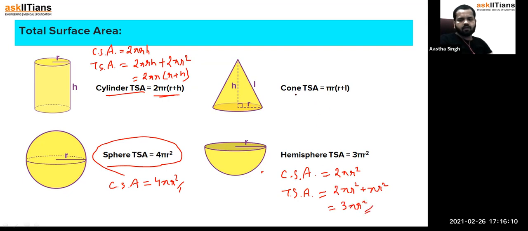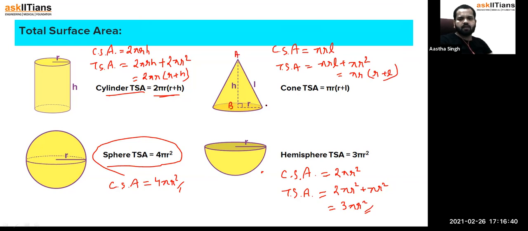Now the curved surface area and total surface area of the cone, right? You know the CSA of cone. CSA of cone is your pi r l, and your TSA will be equal to pi r l plus pi r square of your base, because top is nothing. So pi r will be common, and what will be left out? R plus L.